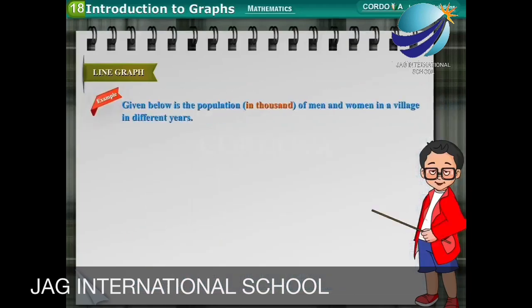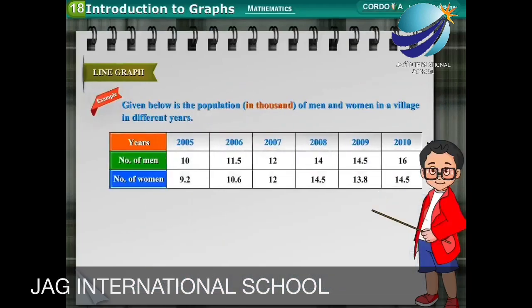Example. Given below is the population in 1,000 of men and women in a village in different years. Years 2005, number of men 10, number of women 9.2. 2006, 11.5, 10.6. 2007, 12, 12. 2008, 14, 14.5. 2009, 14.5, 13.8. 2010, 16, 14.5. Represent the above information by line graph.